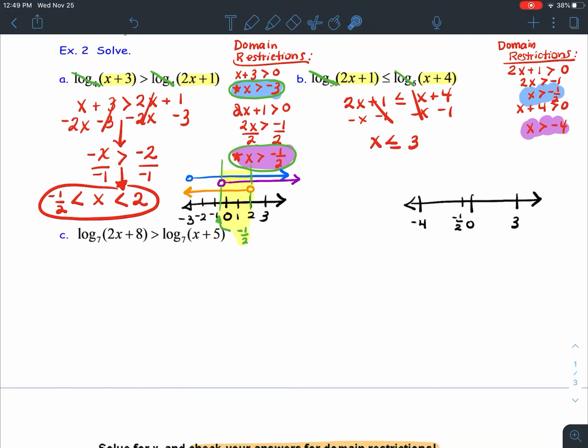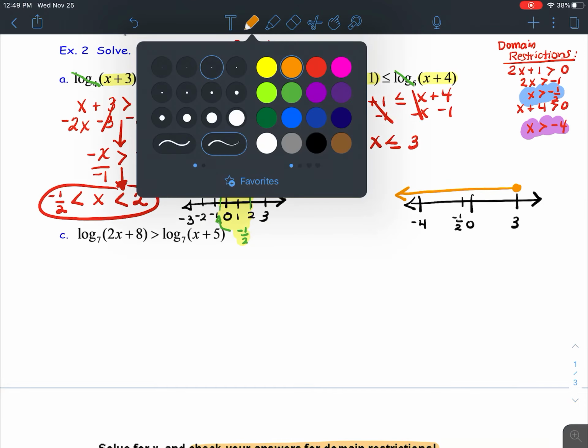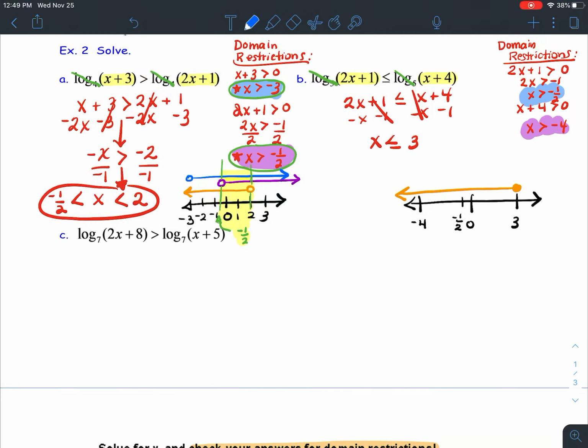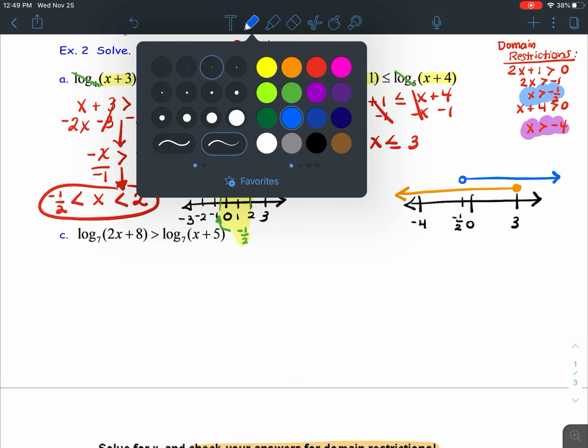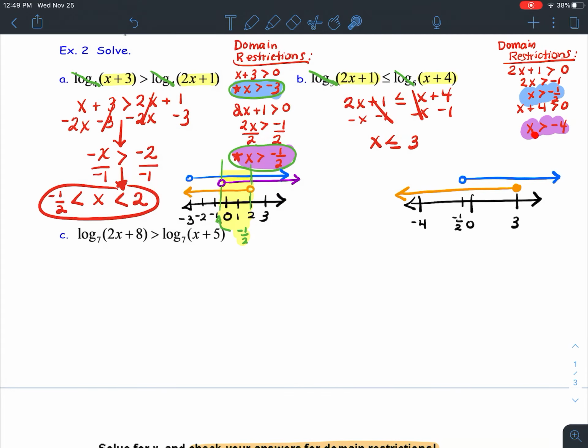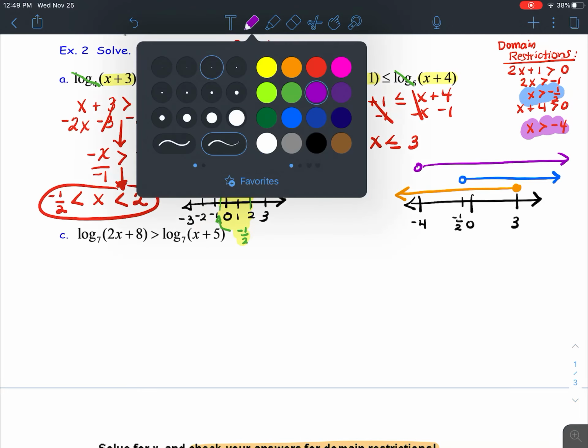Okay, so in orange, I will go ahead and graph my initial answer. X is less than, this time it's less than or equal to 3. So if it's equal to, I'm going to put a closed-in dot, going to the left. Now I'm going to graph with a blue line this domain restriction. X is greater than -1/2. I'm going to go that direction. And then with a purple line, I'm going to graph this domain restriction. X is greater than -4.